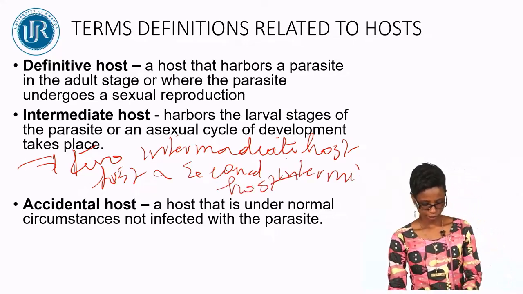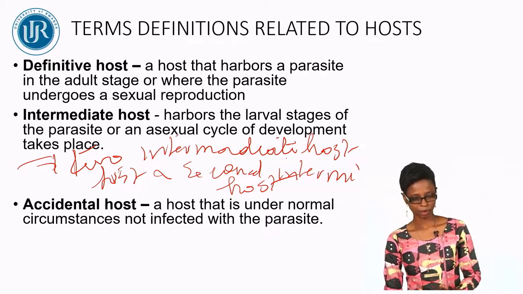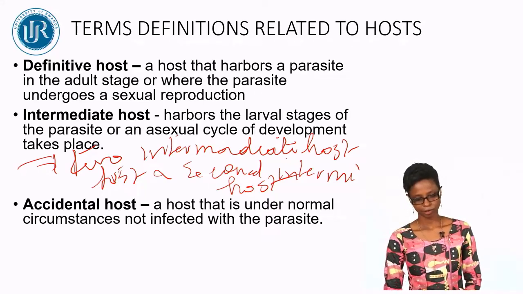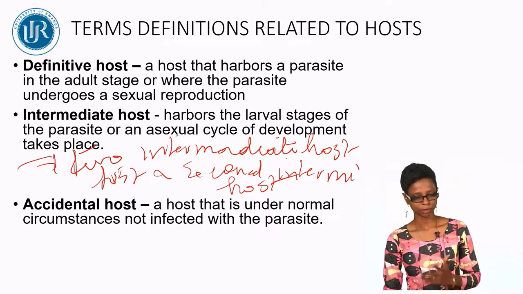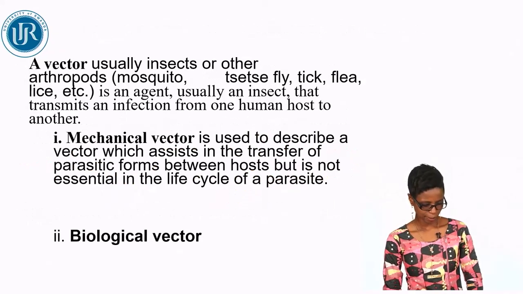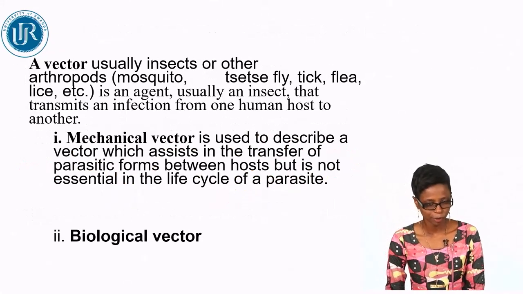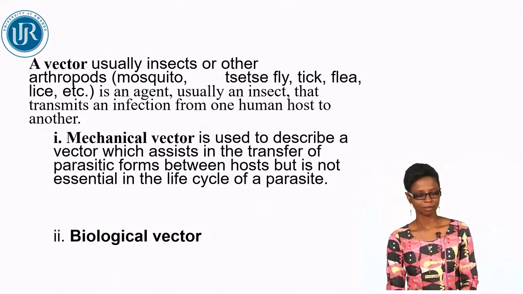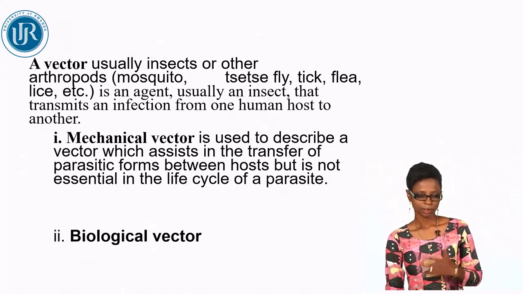You have also accidental hosts. Those are hosts which under normal conditions are not affected by the parasite, but when the condition changes, those hosts can be infected with the parasite. We have also vectors. Usually they are insects or other arthropods like mosquito, tsetse fly, ticks, flies, lice, etc. Those are the agents that can transmit the infection from one human to another. They can transmit those infections as mechanical vectors or as biological vectors.